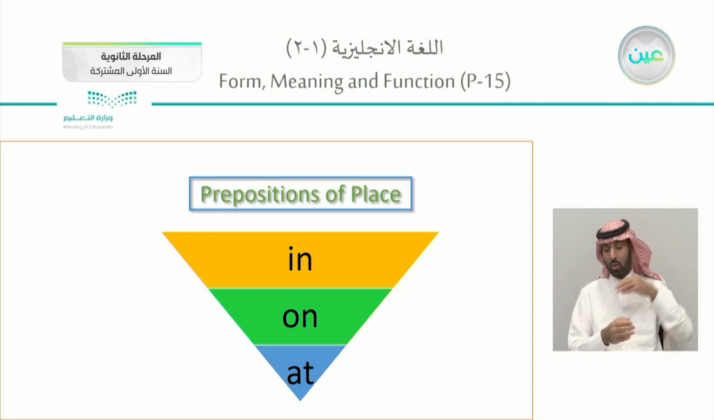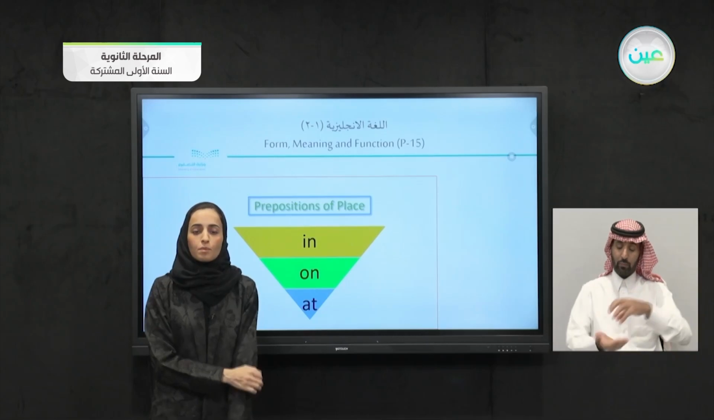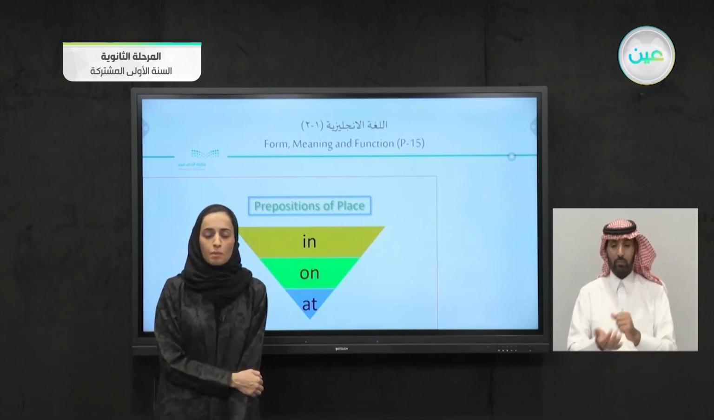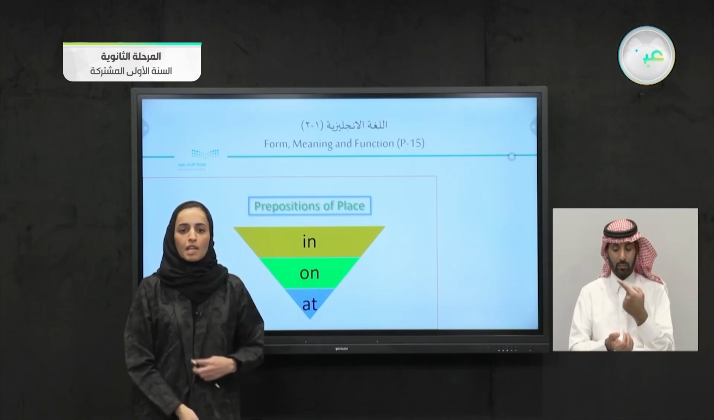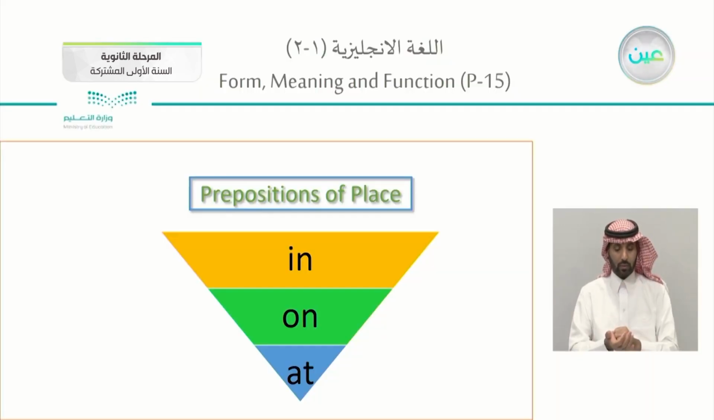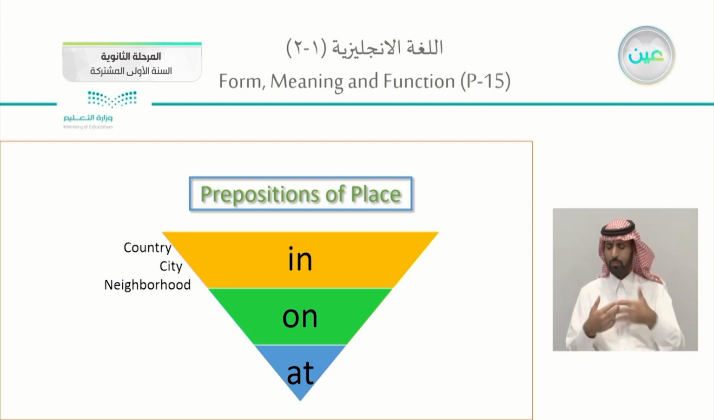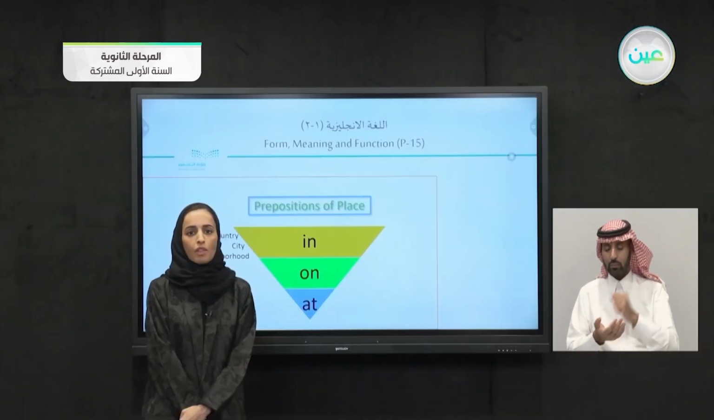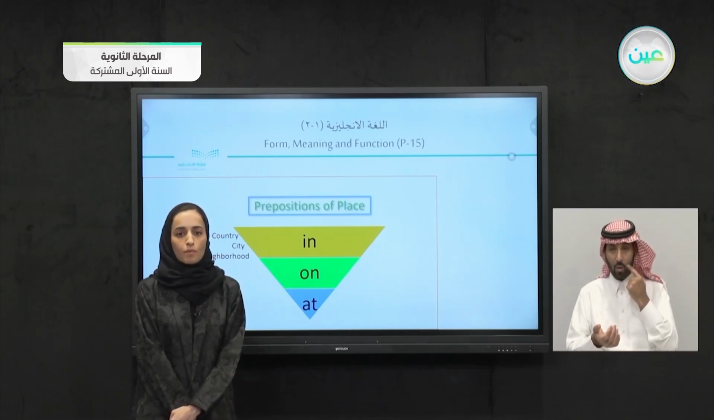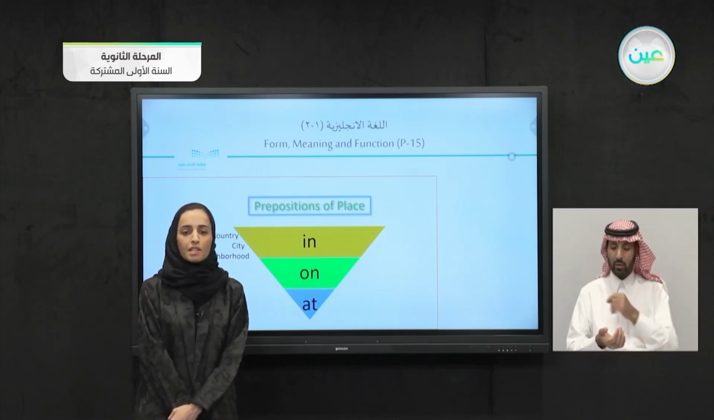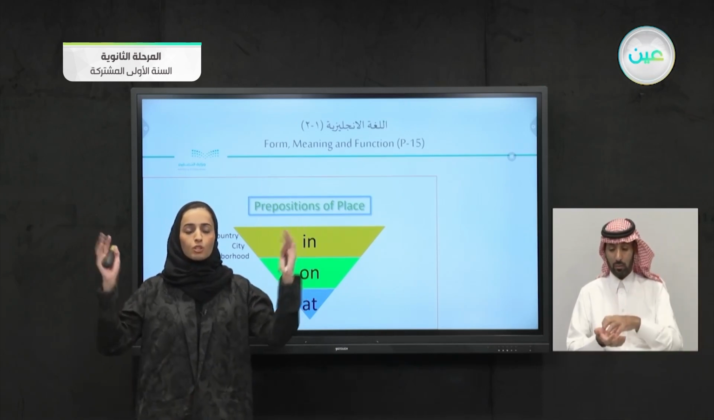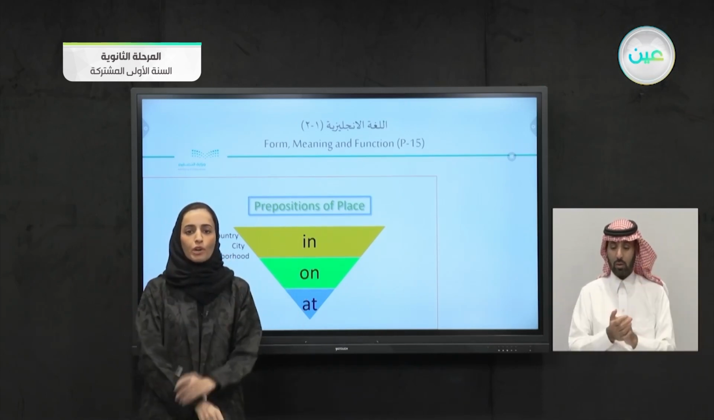Also, speaking about the prepositions of place, if you still remember the prepositions of time, we have spoken about in, on, and at. We can use them for the prepositions of place as well. When you are using in for time, you are speaking about a big chunk of time. However, for place, we can use it for a country, a city, or a neighborhood. I live in Riyadh. I live in Saudi Arabia. Or your neighborhood, in this neighborhood. So big, use in.